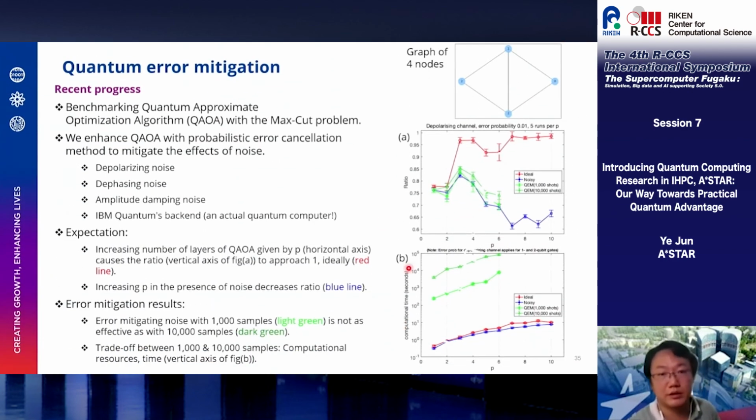So here are some of the recent progress from us on error mitigation. We are trying to devise a good error mitigation strategy in order to reduce the error rate for the QAOA type of algorithm. At the current stage, we are looking at the max cut, but it can be extended to other types of optimization problems.